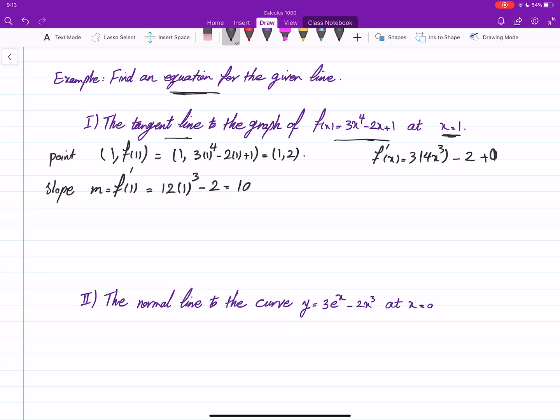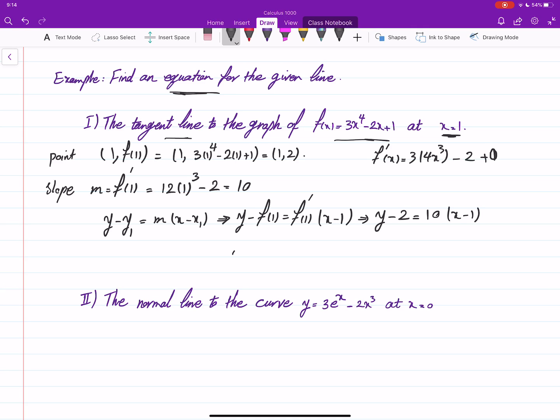When you have the point and you have the slope, you can write y minus y1 equals m times x minus x1. In terms of the tangent line, you can write this as y minus f of 1 equals f prime at 1 times x minus 1. Yeah, just plug in everything there. So y minus 2 equals 10 times x minus 1, and simplify, this is 10x minus 10 plus 2 is minus 8.